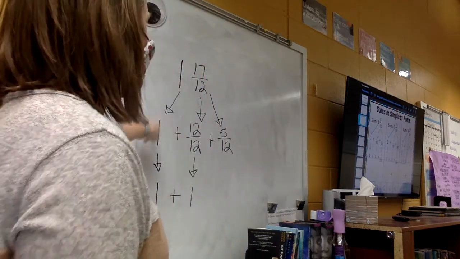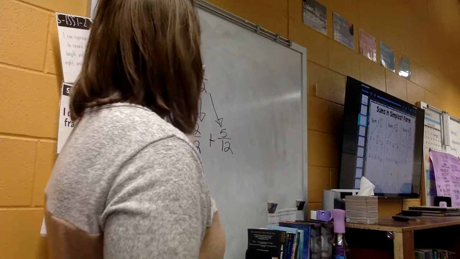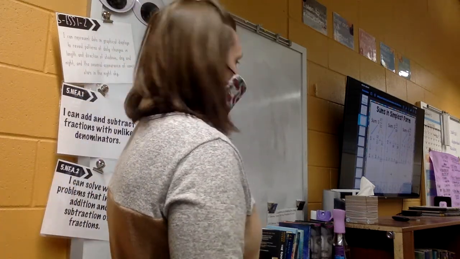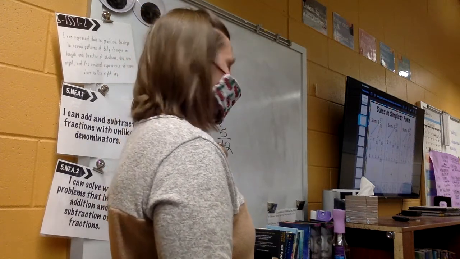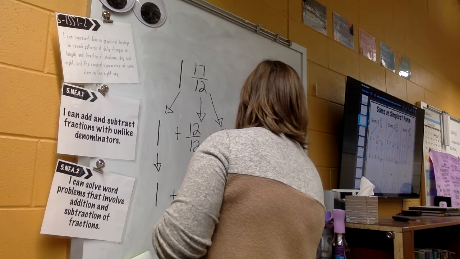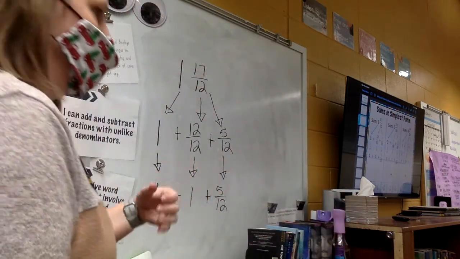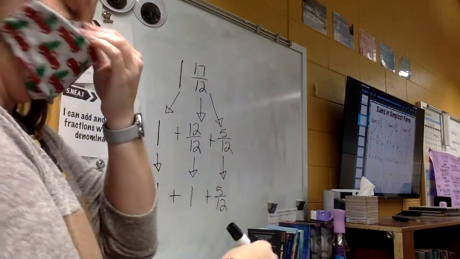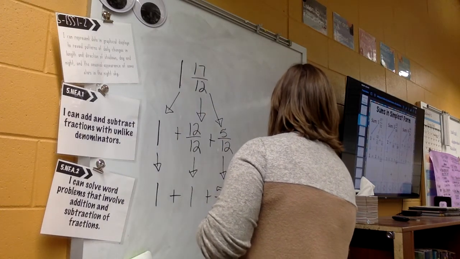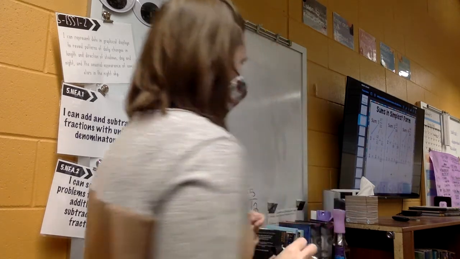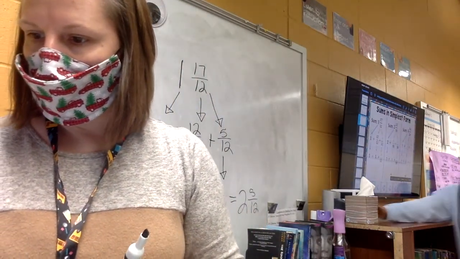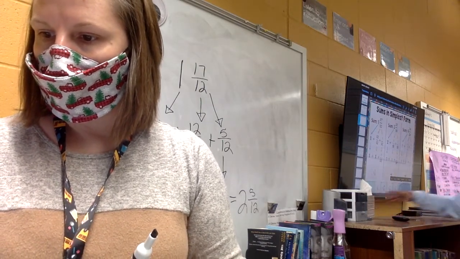Now I have my original whole, I have a new whole that I pulled out from my improper fraction, and I have the rest of my fraction that I have left. Then I bring this down again because I can't do anything else to that. Then I can just add all that together. So I have 1 plus 1 plus 5/12, which equals 2 and 5/12.